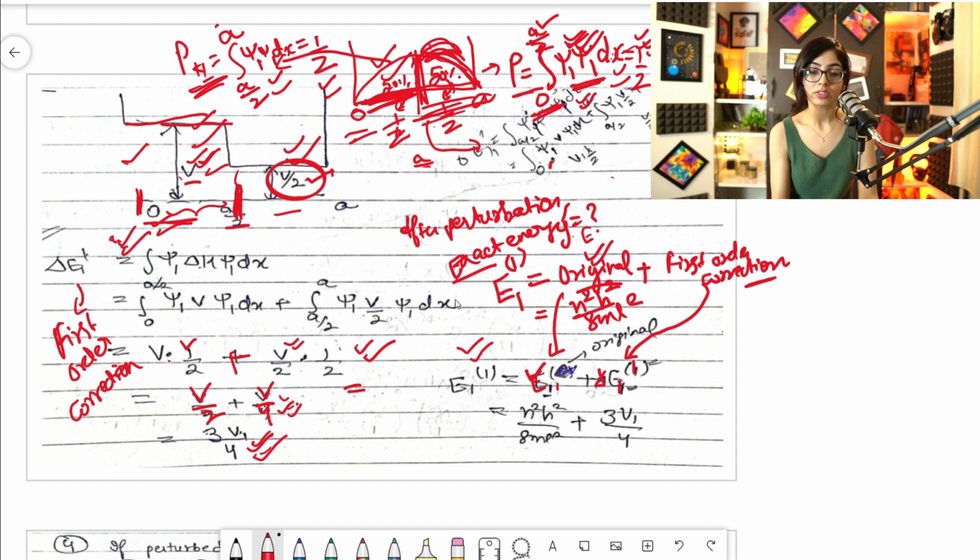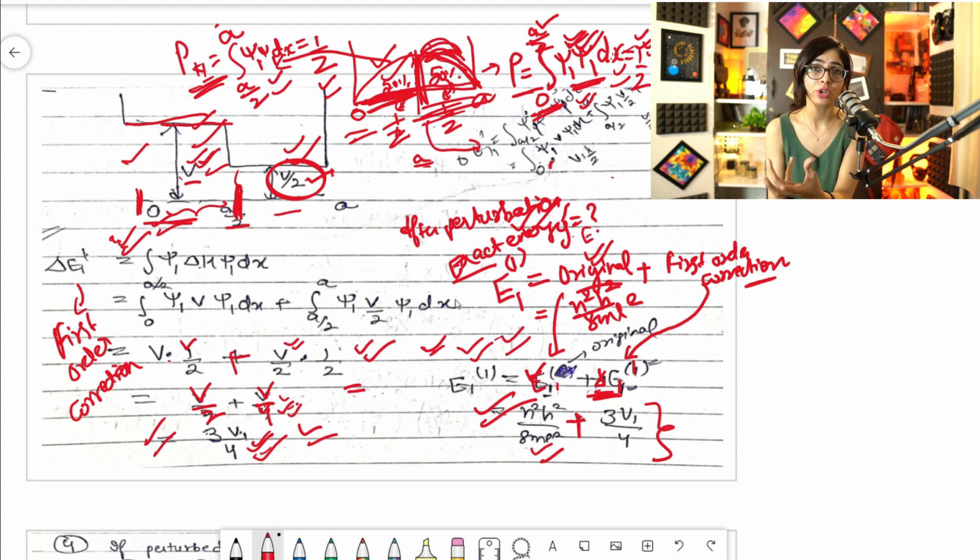Clear? So what I'll do, I'll add them. It is n square h square by 8 ml square plus this one. What was the energy correction? It was 3v by 4. Clear? So just see what will happen in the exam. This is a very simple thing which I'm telling you, but you'll get confused when the examiner asks you about exact energy. He will give you this option also and this option also, but you'll forget about doing the exact energy, or you'll not know the concept. So you'll tick mark this and think that you have done it correctly.